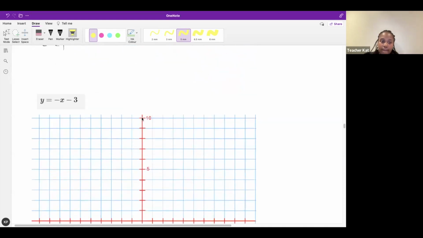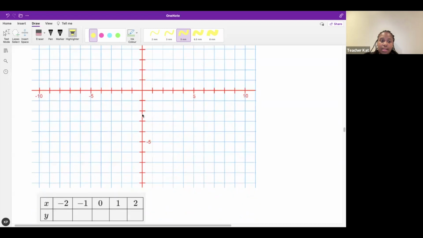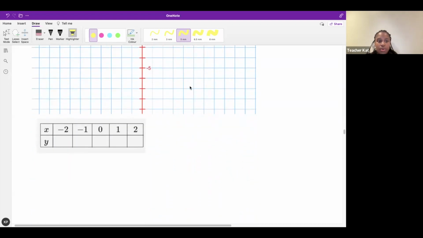All right. Negative x minus 3. Y is equal to negative x minus 3. Firstly, is this a linear or non-linear graph? Non-linear graph. Is this a linear or is this a non-linear graph? No, everybody's saying non-linear. Why do we say it's non-linear? Why is it non-linear? Oh, we're confusing it, guys.